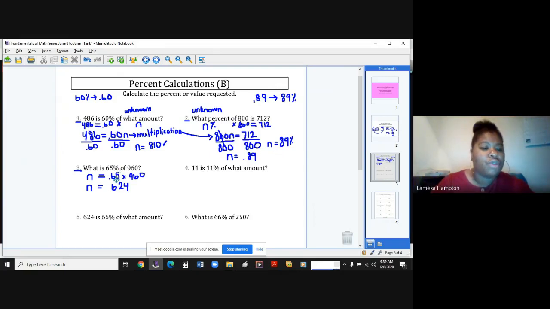Now, number 3 is simply a multiplication problem, because I have two numbers that I'm multiplying together, and it's going to give me the what, meaning my answer. So when it says what is, that means we have to find the answer. When it says what amount or what percent, that means the answer has already been given to us. We have to make sure that we can tell the difference between finding our answer and finding a part of the problem. That's going to be very, very important.